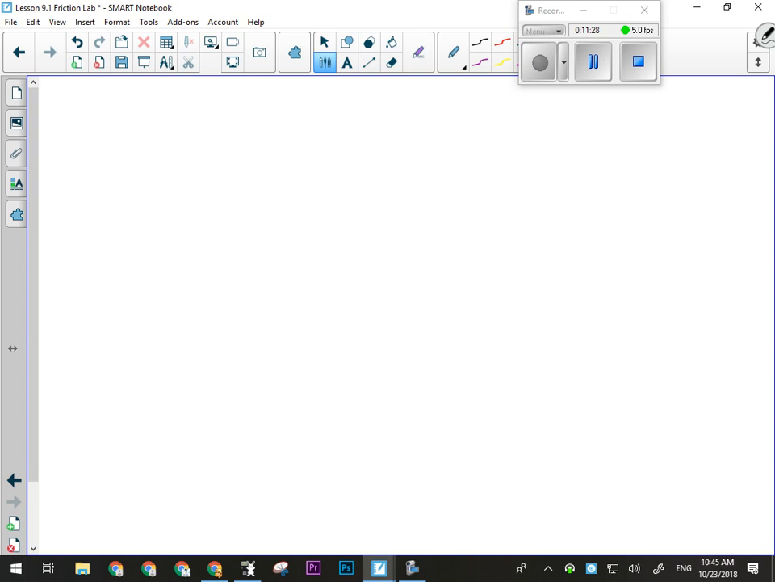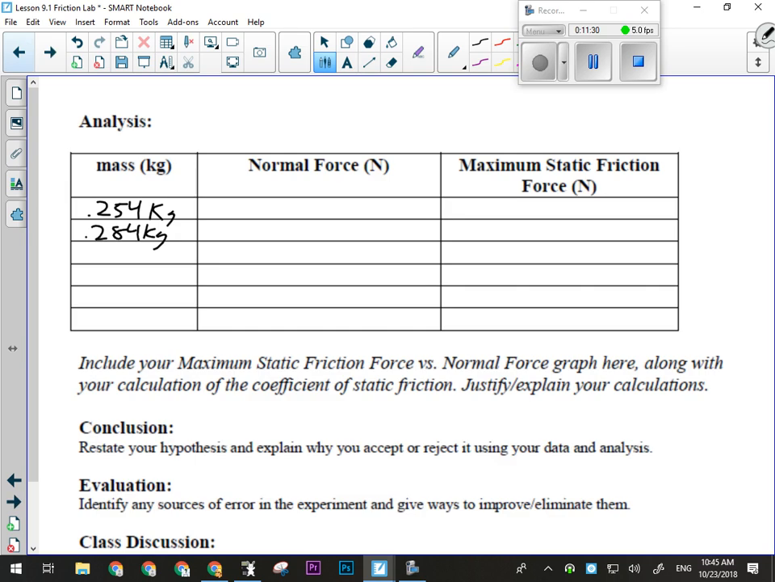I think that covers all of it. So you can get together with your group. We've got lots of sensors, lots of sleds, so groups can be smaller. Just make sure everybody's got a group, and you can get started.